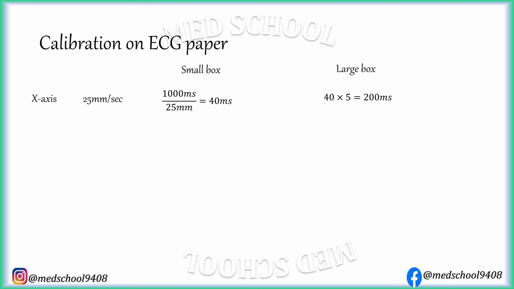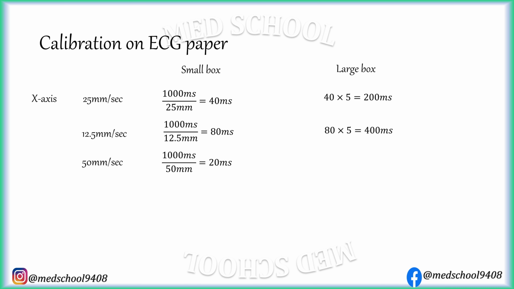When calibration on x-axis is changed to 12.5 mm per second, then one small box represent 80 milliseconds and one large box represent 400 milliseconds. Similarly, when calibration on x-axis is changed to 50 mm per second, one small box represent 20 milliseconds and one large box represent 100 milliseconds.